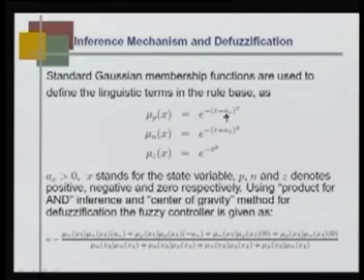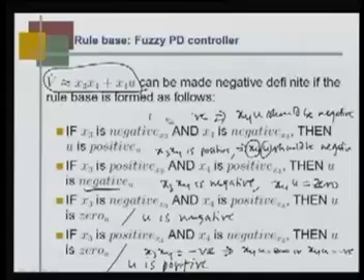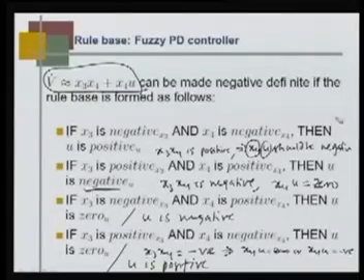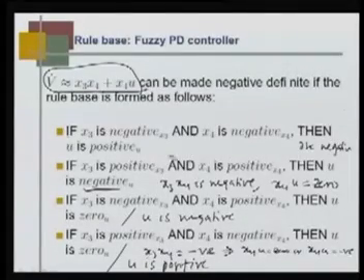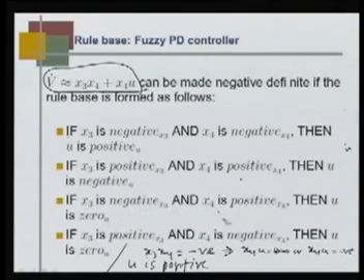So, mu negative x3 into mu negative x4 into a u is the output of the first rule. Here again, to let you know, I explain how we are actually doing this. I do not have to do everything again, you can easily understand. So, what is the control action from this rule base?